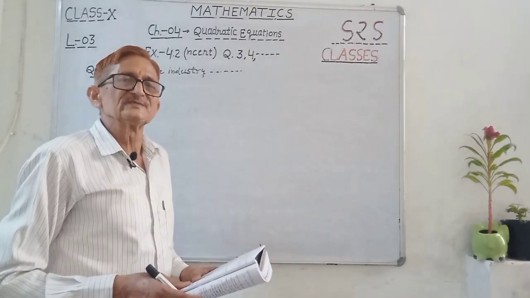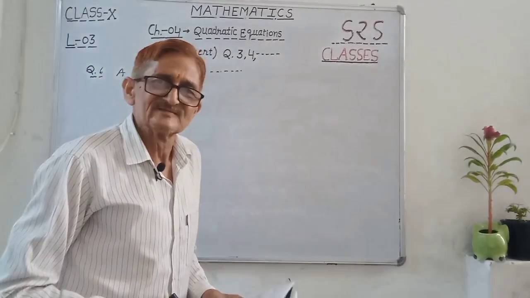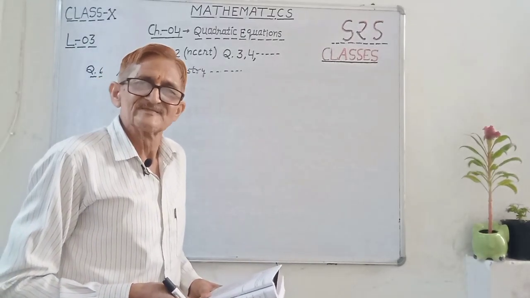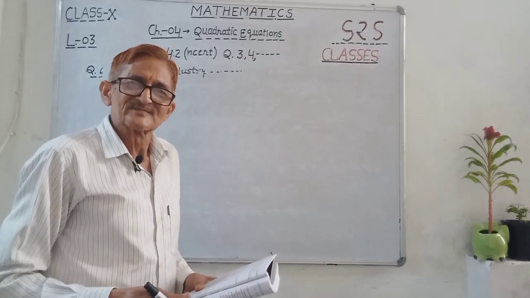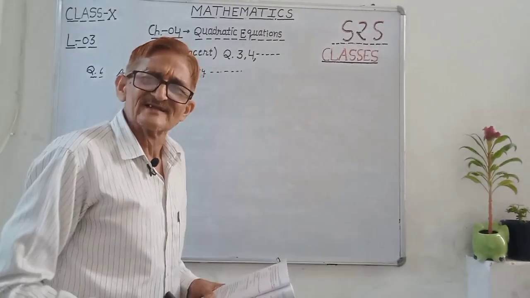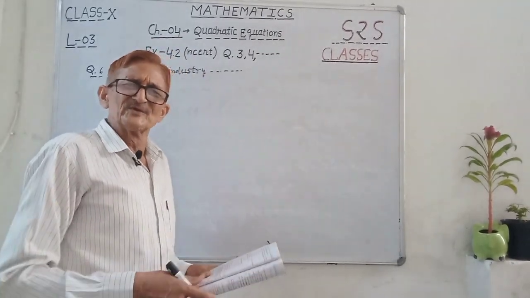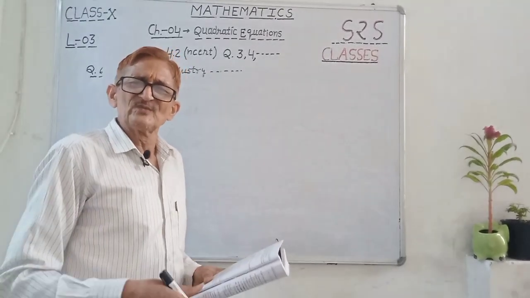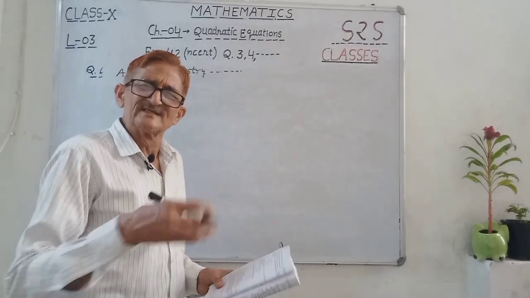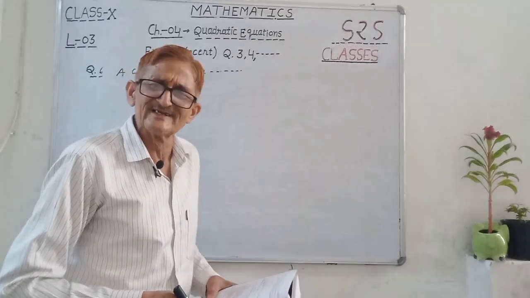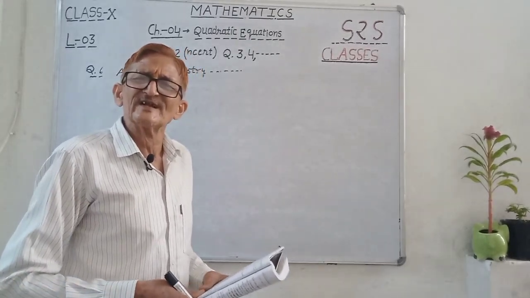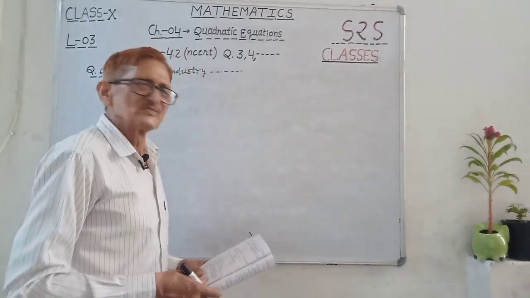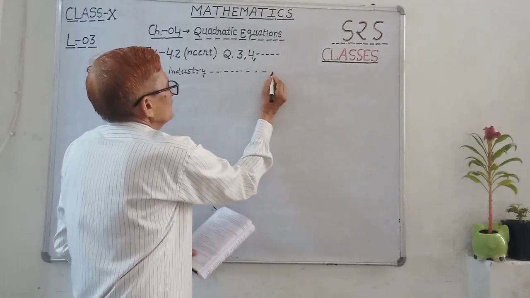If the factory produces X articles in one day, then how much is the cost of one article? According to the question, the cost will be 3 more than twice the number of articles. So 2x plus 3 rupees. This will be the cost of one article. If the total articles produced in one day by the factory is X, so let us suppose this. Like this we have to do.